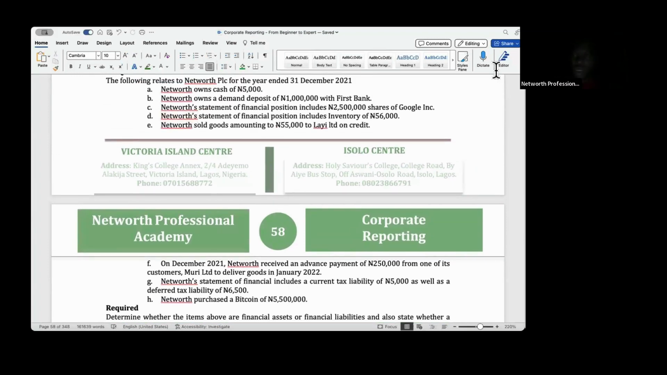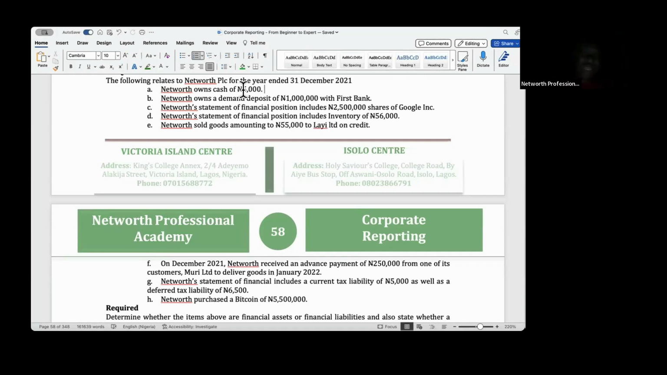So let's start with the first one. Net Worth owns cash of 5,000. I'll call you in alphabetical order, and don't waste our time. If you know it, just talk. If you don't know it, say you don't know it, so we can move forward to another person. So what I need you to tell me is whether Net Worth has a financial asset and whether a financial instrument contract exists, right?